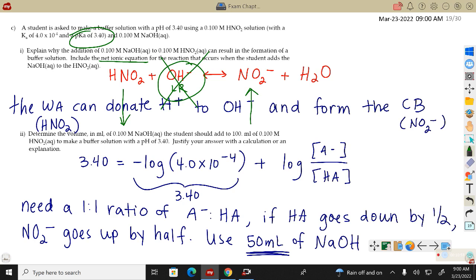But you didn't necessarily need calculation, but you have to think about how do I get to the point where there's a buffer with a 1-to-1 ratio? Yeah, it's the halfway point in a titration.